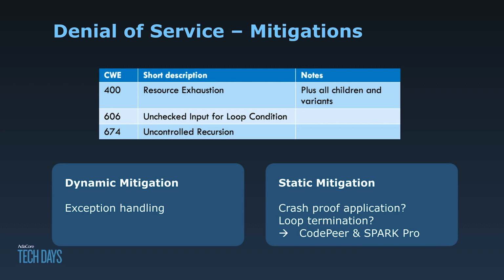So dynamically, you can catch exceptions. You can choose to restart the service. So that depends on the applicability in your context. And at the static level, there are two things that can lead to a DOS. There are crashes, and there are non-termination of the application, typically a loop that continues looping forever. And both of them can be targeted with CodePeer and Spark Pro.